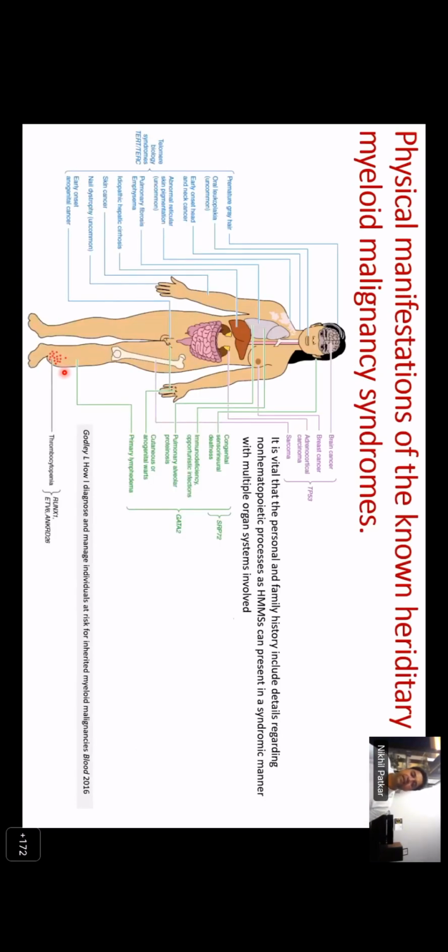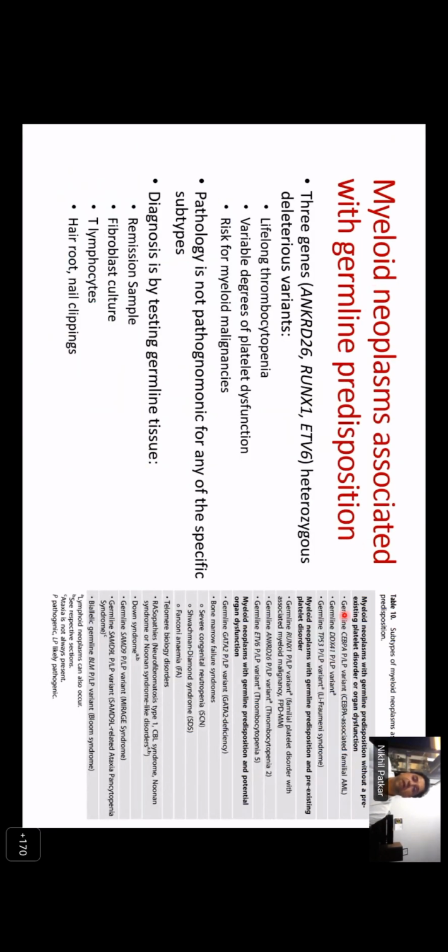All right. So the important thing to note here is that this patient is having a manifestation of hereditary myeloid malignancy syndrome. If you see this patient, he's got persistent, long-standing thrombocytopenia of 5 years. He's been misdiagnosed to have ITP, and this is a typical abnormality that we see with myeloid neoplasms with germline predisposition and pre-existing platelet disorder.